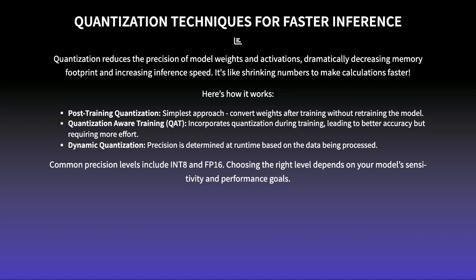Okay, let's talk about quantization. Think of it as squeezing data to make things run faster. We're talking about reducing the precision, basically shrinking the numbers used in our neural networks. There are a few ways to do this. First, you can apply it after training your model. That's called post-training quantization and is pretty straightforward. Then there's quantization-aware training, which involves retraining with quantization in mind for potentially better accuracy. Finally, dynamic quantization adjusts the precision on the fly based on the data itself. We often use levels like int8 or FP16. It's all about finding a balance between speed and maintaining good results.